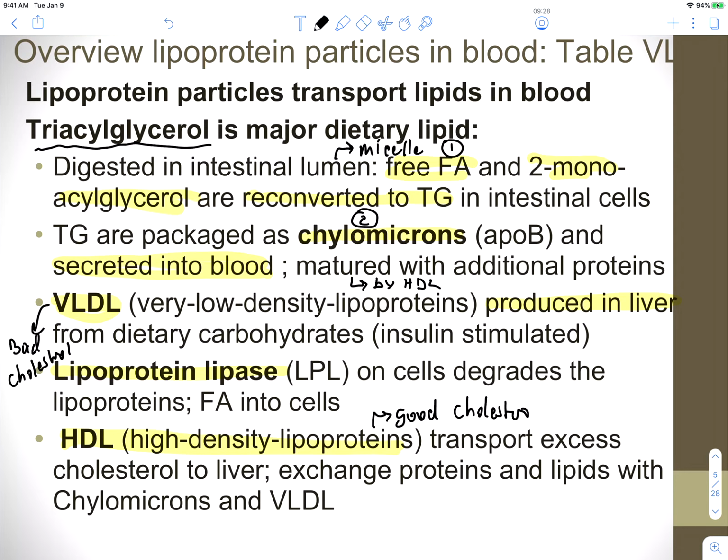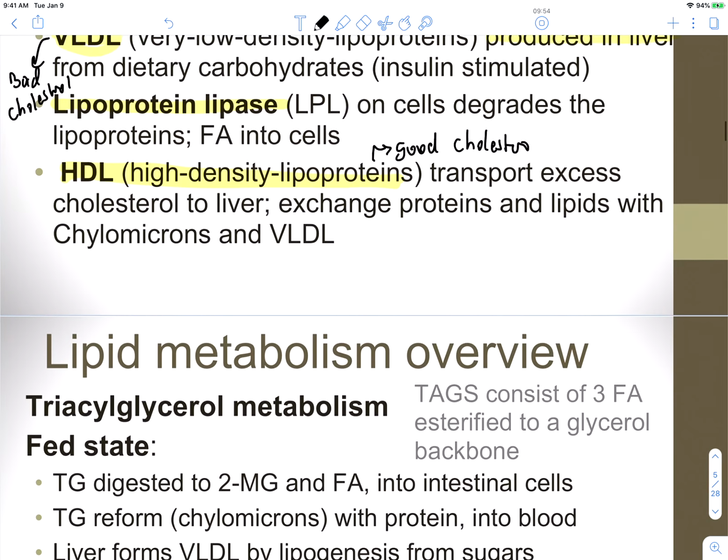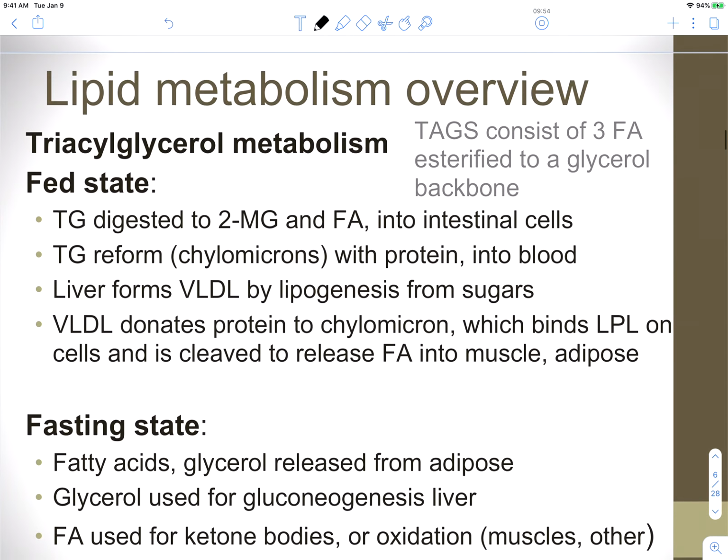Instead, high-density lipoproteins are important for transporting excess cholesterol back to the liver. High-density lipoproteins have certain enzymes in them which allow them to exchange proteins and lipids with chylomicrons and very low-density lipoproteins. This is important because your very low-density lipoproteins have receptors on them to interact with cells such as adipose tissue in the liver. But we'll get to all that.